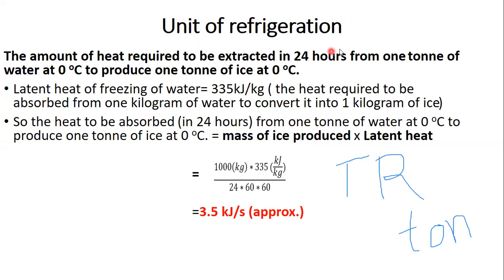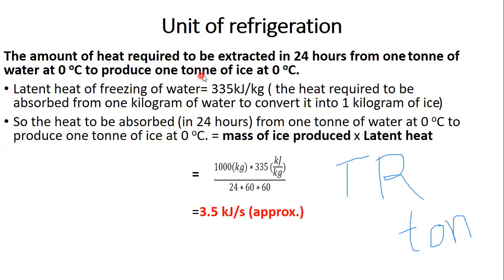How can we define this unit of refrigeration? It is the amount of heat required to be extracted in 24 hours, that is during one day, from 1 ton of water at 0 degree Celsius to produce 1 ton of ice at 0 degree Celsius. So in simple terms, in order to produce 1 ton of ice at 0 degree Celsius from 1 ton of water at 0 degree Celsius, what is the amount of heat required to be extracted in 24 hours?